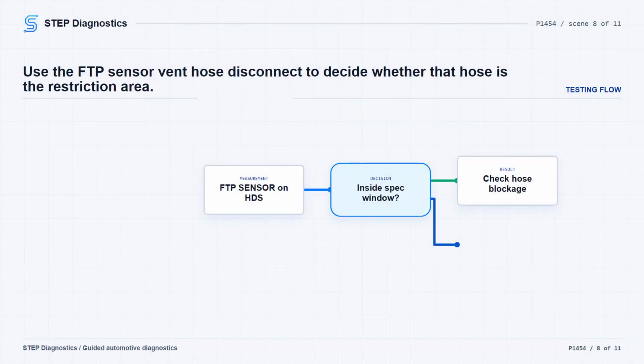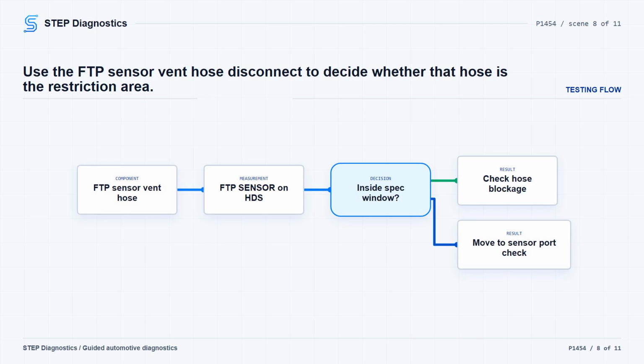Next, disconnect the vent hose from the FTP sensor and check the FTP sensor parameter again against -0.67 to 0.67 kPa. If it is now in range, check for a blockage in the FTP sensor vent hose, then verify the repair. If it is still not in range, turn the ignition off and remove the FTP sensor from the EVAP canister while keeping its connector connected.